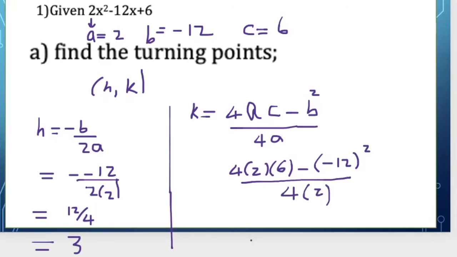So simplifying this, 4 2's 8 in the denominator, while 4 times 2, that's 8, and 8 6's 48. When I square negative 12, that's positive 144. That's why I have a minus still remaining. So 48 minus 144, that's negative 96. Then I divide it by 8. So therefore, I have my K to be equal to negative 12. So my turning point is H is 3 and K is negative 12.